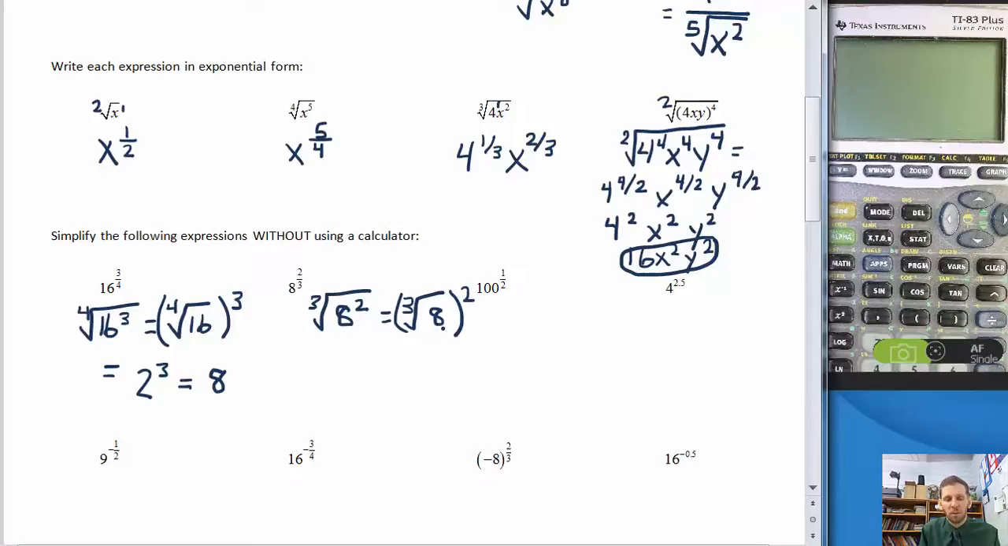The cube root of 8 is something you should know. Cube root of 8 is 2. So this thing in parentheses is equal to 2. And then I've got that exponent out front. 2 squared is equal to 4. Lickety split, no problem. 100 to the 1/2 power. It's not 50. It's the square root, or the second root of 100 to the first power. Now here, 100 to the first power is just 100. So this is really just the square root, the second root of 100.